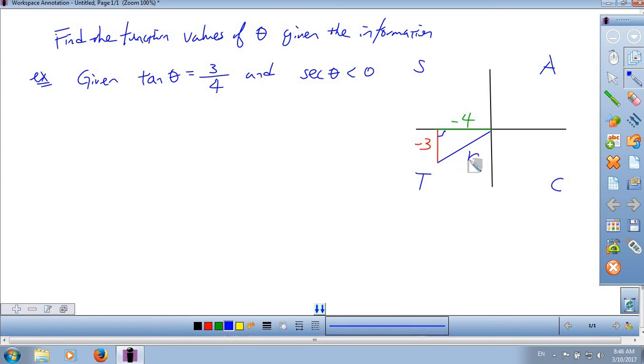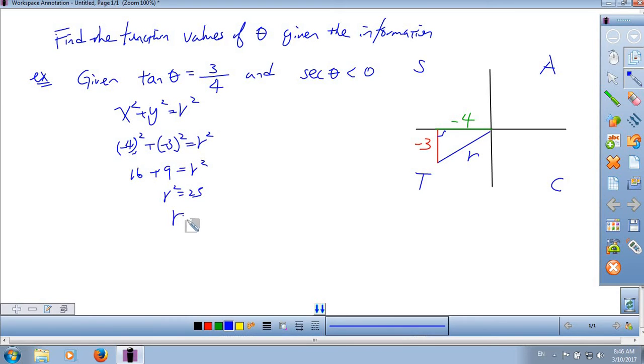So we don't know the r. We have to solve for r by using the Pythagorean theorem. So x squared plus y squared equals r squared. Let's plug in. It's -4 squared plus -3 squared equals r squared. So 16 plus 9 equals r squared, so r squared is 25. That means r is 5. And one note of caution here: r is always positive. It's like the magnitude, like the absolute value, so it is always positive. Alright, so we have everything we need.